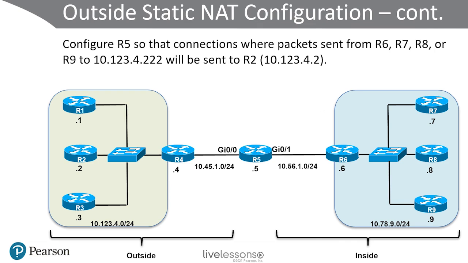So the topology has been reset, so there's no static NAT configurations on R5. Now let's configure our outside static NAT configuration. We will make the configurations on R5 so that any packets from an inside host of R6, R7, R8, or R9 towards the actual IP address of 10.123.4.222 will be sent towards R2 at 10.123.4.2. Now R5 already has the appropriate routes for the 10.123.4.0/24 network, so the add-route keyword is not necessary.